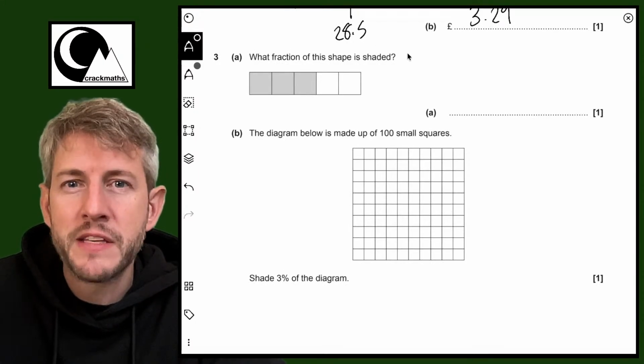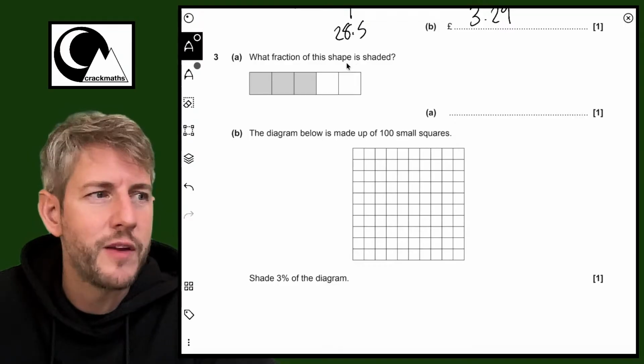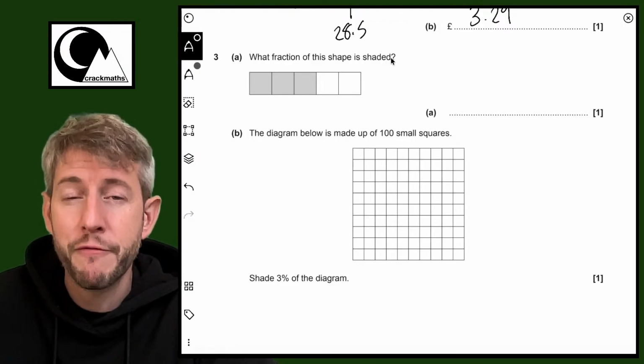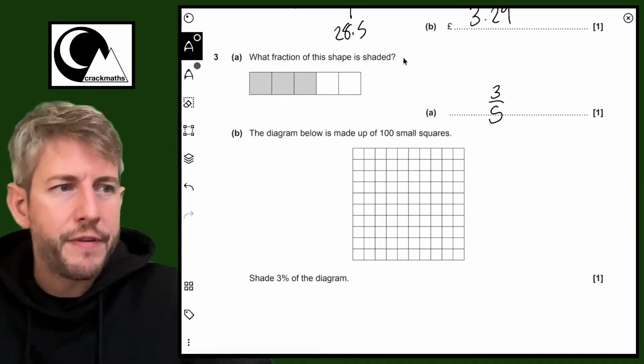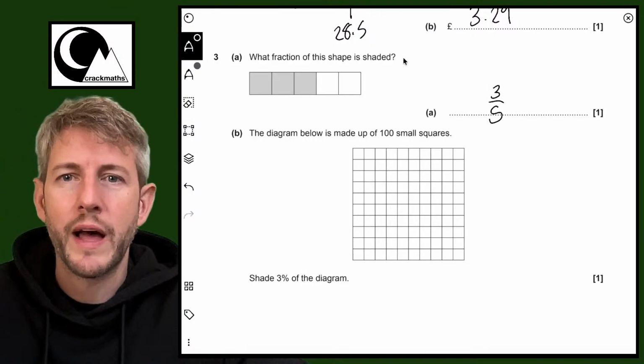What fraction of this shape is shaded? Okay, so we've got 1, 2, 3, 4, 5 parts to the shape. 3 of them are shaded, so it's 3/5. That's what we're going to call that.